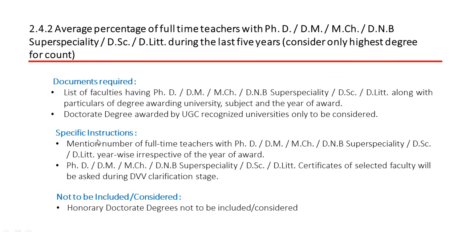The specific instruction says to mention the number of full-time teachers with PhD or DM or MCH or DNB super specialty or DSc or DLit year-wise irrespective of the year of award, and PhD or DM or MCH or DNB super specialty or DSc or DLit certificates of selected faculty will be asked for during the DVV clarification process. What should not be included or will not be considered by DVV is that honorary doctorate degrees should not be included in this metric.